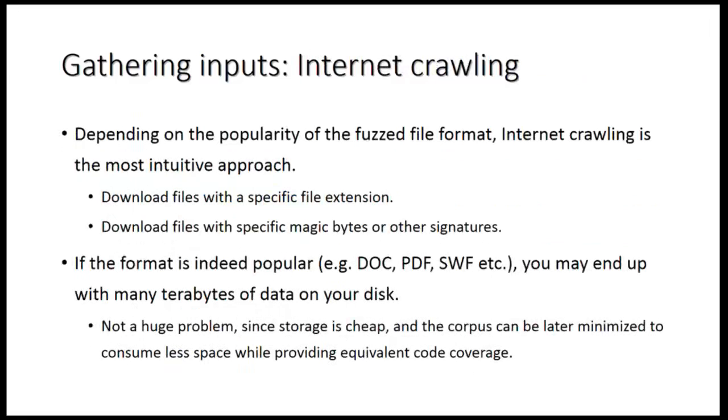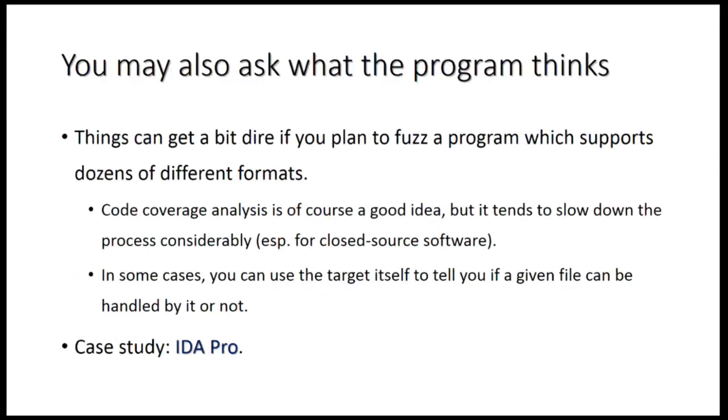Another thing that we could do is internet crawling. It of course depends on the popularity of the file format, but it's quite an intuitive approach. We could either just download files with a specific file extension or specific magic bytes or some other way of recognizing those files. The problem is that if we are targeting a very popular file format, we can end up with terabytes of data, but it's not really a problem if we can distill it to a reasonable corpus somehow.